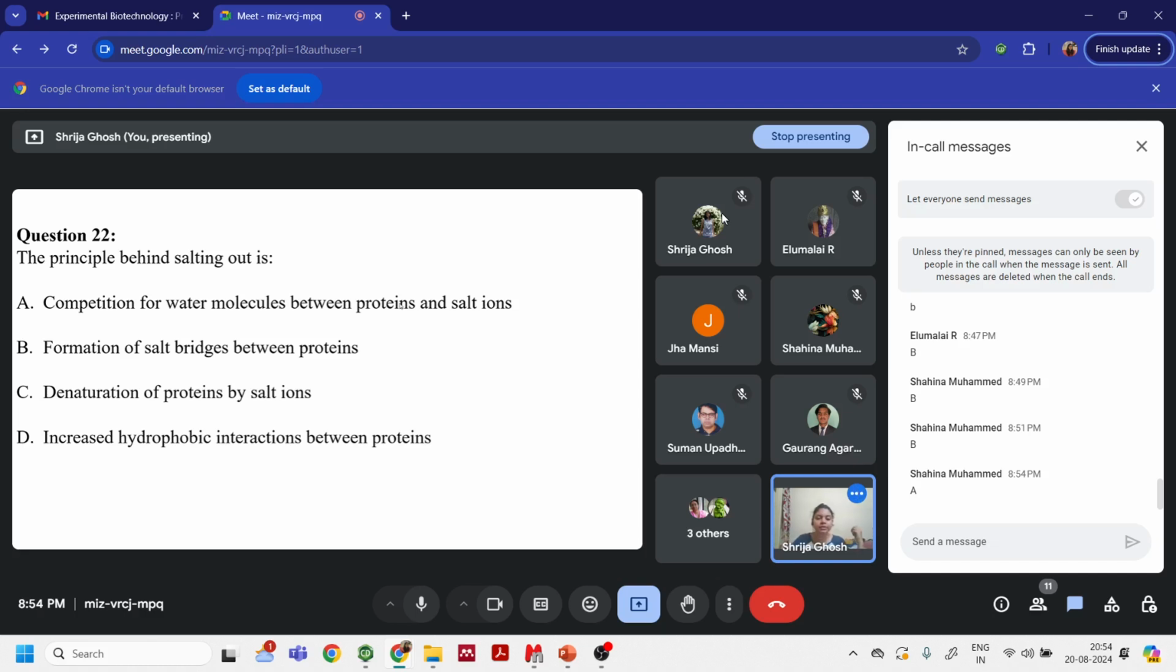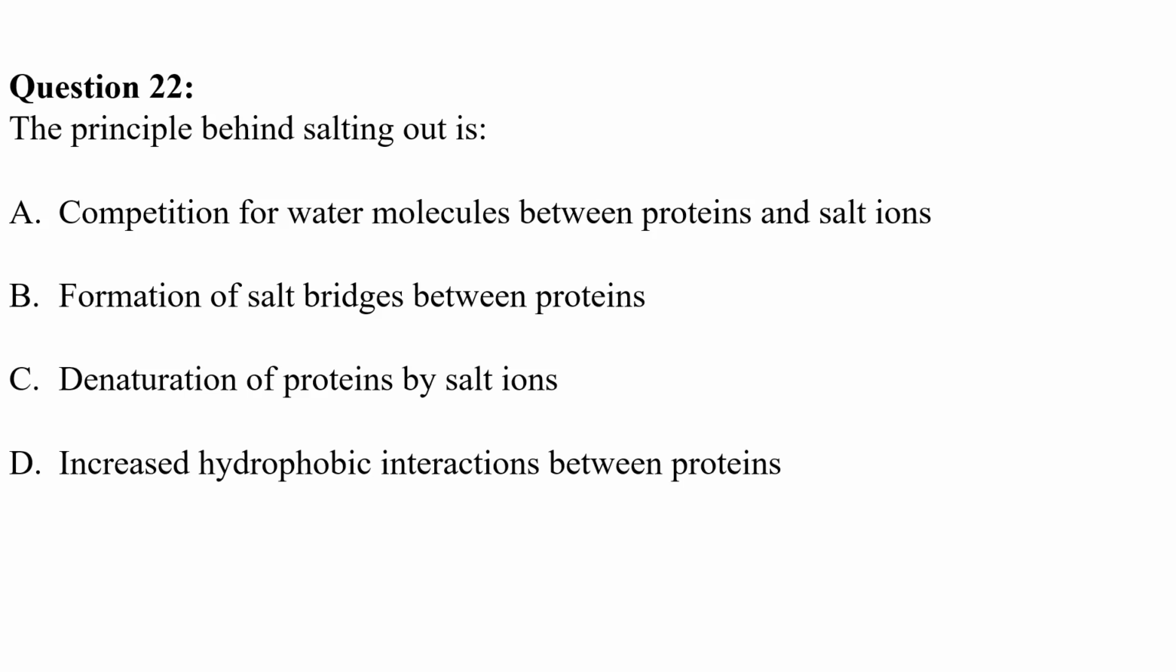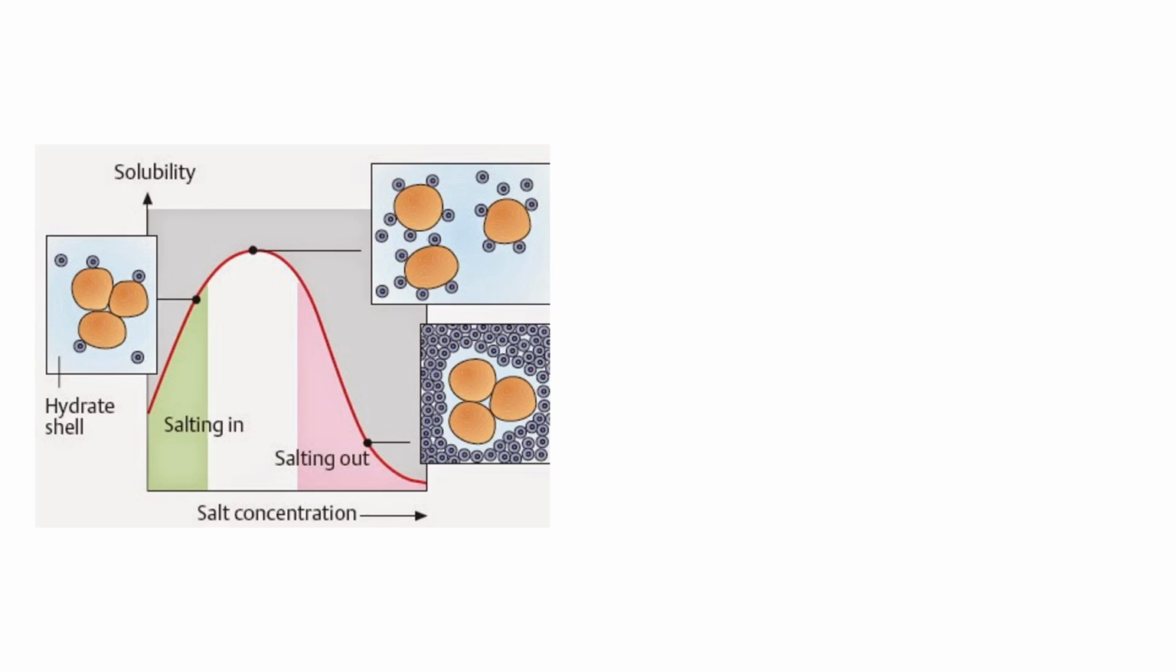Shaina, you are right. Option A is the correct answer. Competition for water molecules between proteins and salt ions. So this is the graph I was talking about. As we keep on increasing the salt concentration, initially the protein gets solubilized and the solubility increases. After reaching a certain point, the protein starts precipitating out of the solution. The solubility of protein decreases.